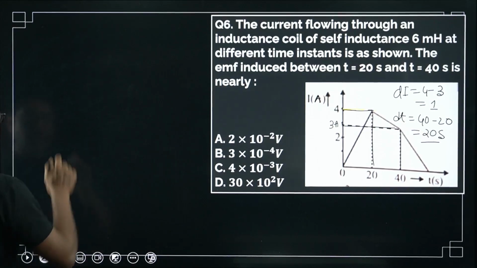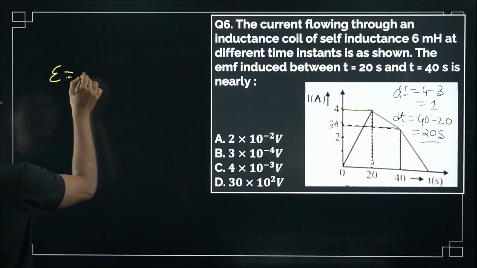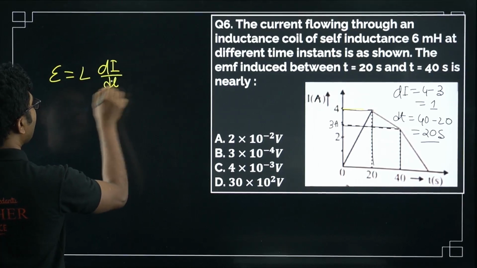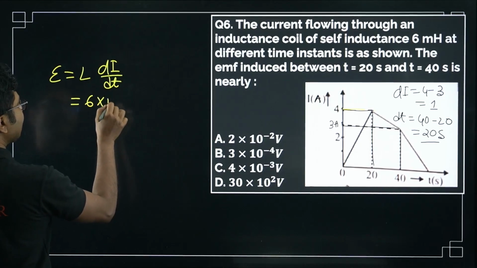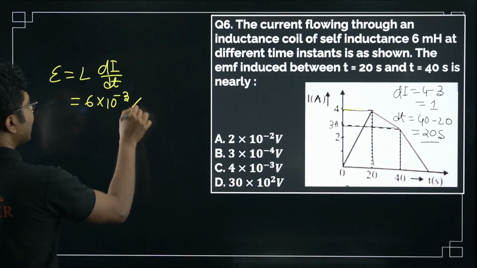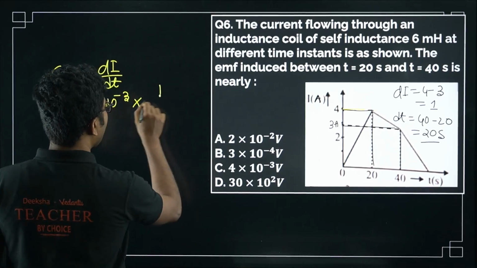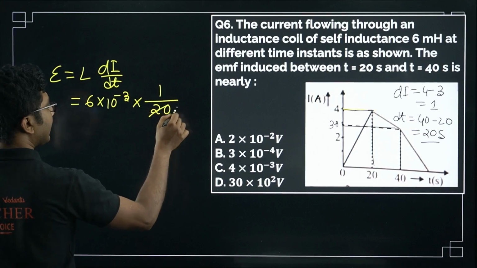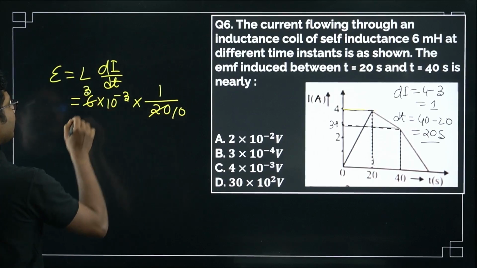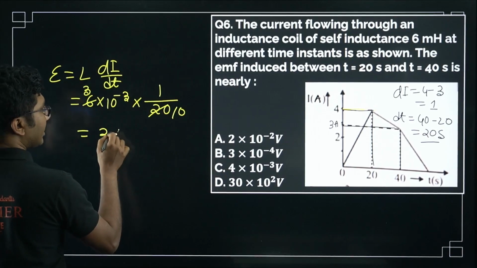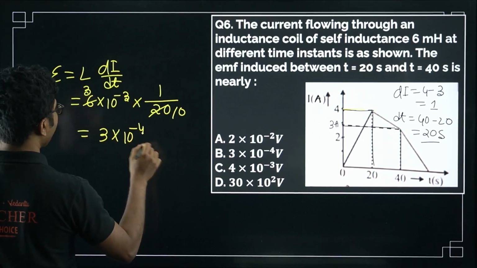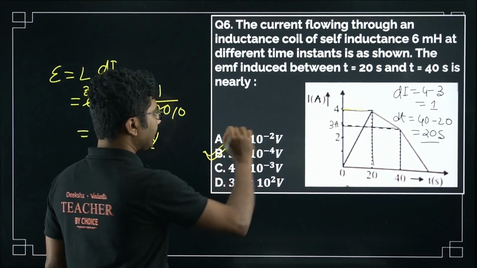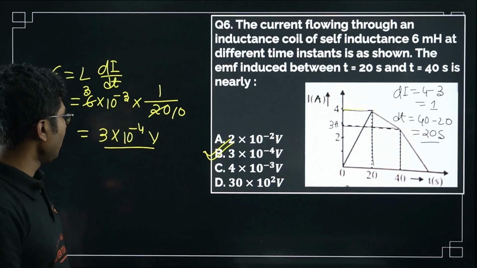So the induced EMF will be L di by dt. 6 millihenry means 6 into 10 to the power of minus 3. di is 1 and this is 20. So it will be 3 into 10 to the power of minus 4 volt. So the induced EMF is 3 into 10 to the power of minus 4 volt.